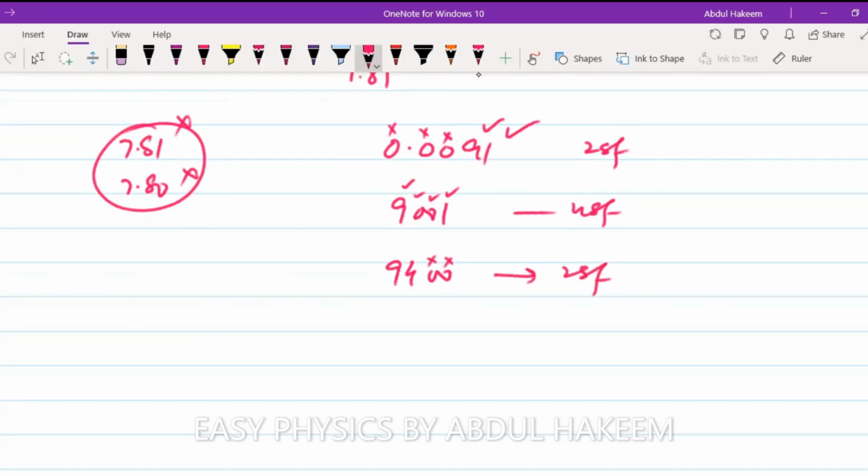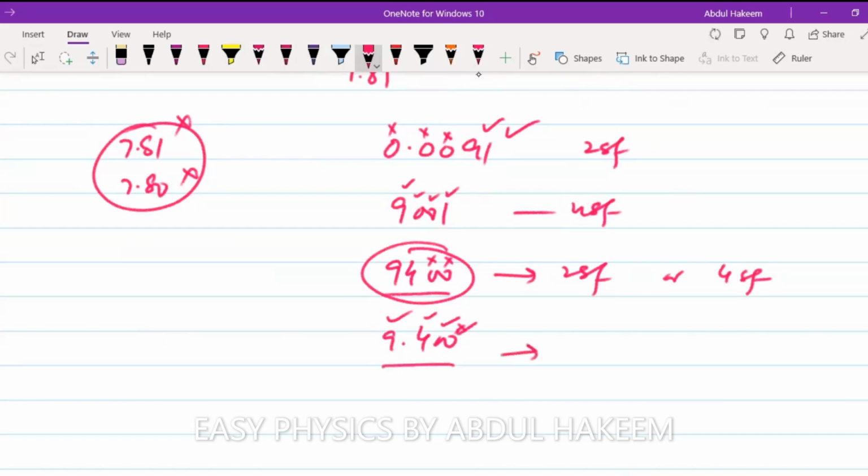But sometimes they are considered significant. So we can say this is 2 significant or this is 4 significant. So we can write them according to the requirement. So this is 2 significant. This is also 4 significant. But if there is a decimal in the reading, then 100% these zeros are significant figures. This is not 2 significant figures. Now this is 100% 4 significant figures.